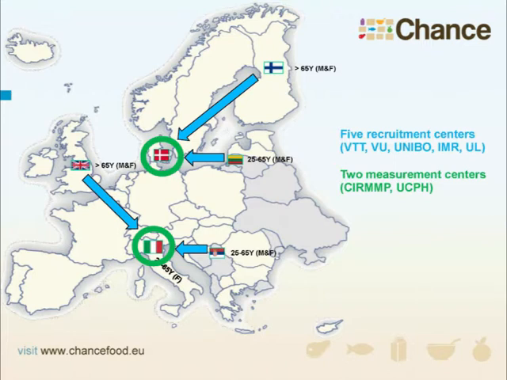Maria has told you a little bit about the experimental design, but we had 5 collection centers: Finland, Lithuania, Serbia, Italy, and England. And then we decided to have 2 measurement sites, one in Italy and one in Denmark. So we were transporting the urine samples collected at the recruitment sites to 2 measurement centers, one in Florence and one in Copenhagen.